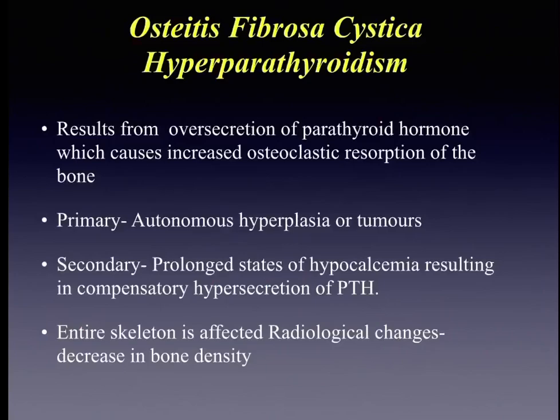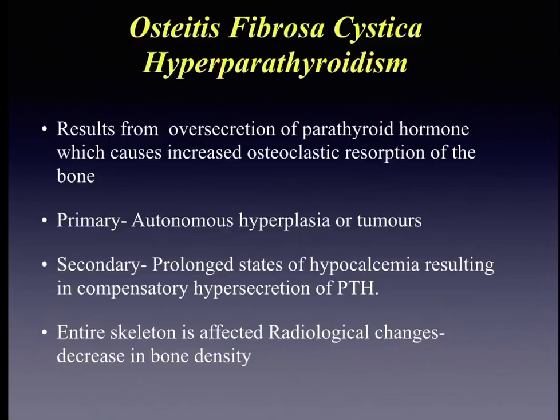Coming to osteitis fibrosa cystica, which results from hyperparathyroidism, which causes increased osteoclastic resorption of the bone, because parathyroid hormone normally has a central role in calcium homeostasis. So it can be either due to primary hyperparathyroidism, which results from autonomous hyperplasia or tumors of parathyroid, and secondary is due to prolonged states of hypocalcemia, which can result in compensatory hypersecretion of parathormone.